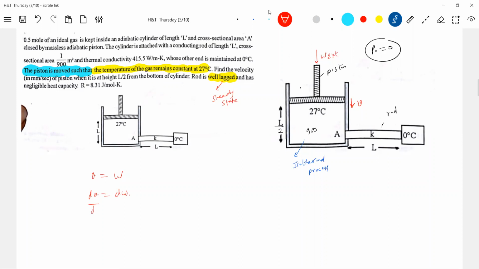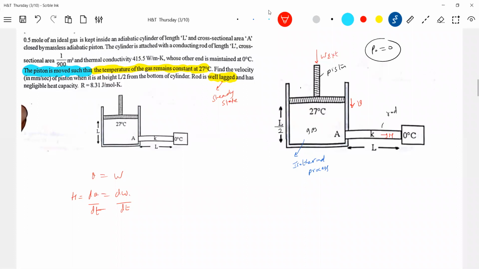So dQ by dt is equal to dW by dt. So in the isothermal process, mechanical work is converted into heat, and the heat generated in the gas is transferred through the rod. That's why the temperature of the gas remains constant. This is nothing but H. You can write H is equal to that. What is H here?